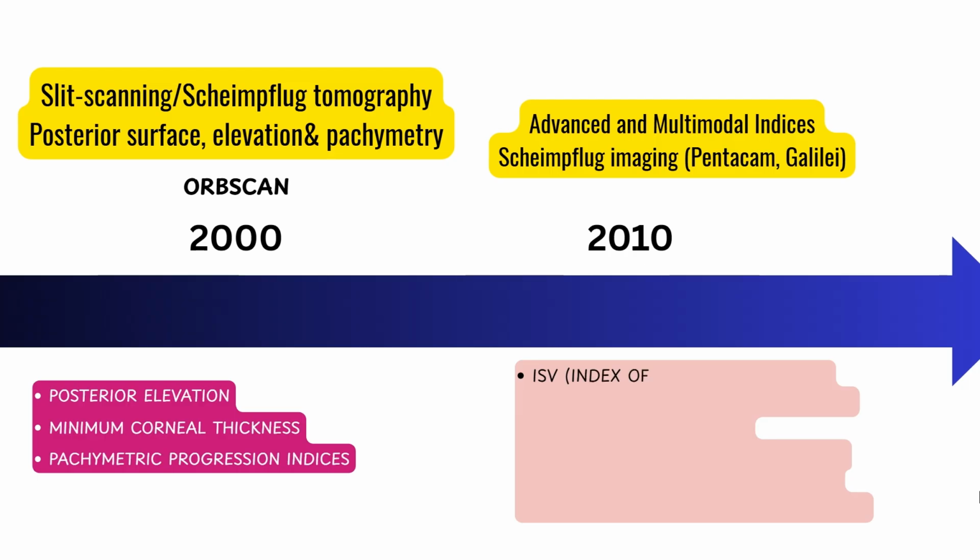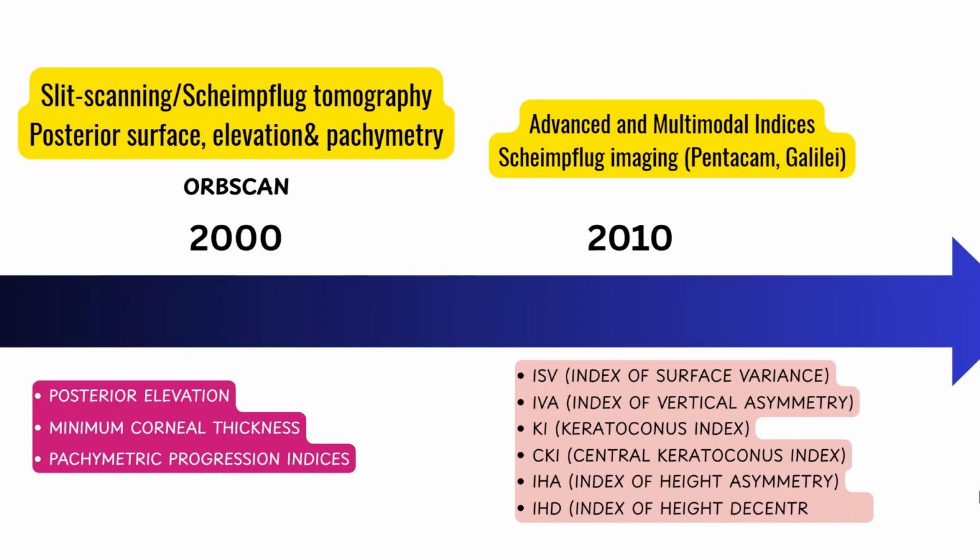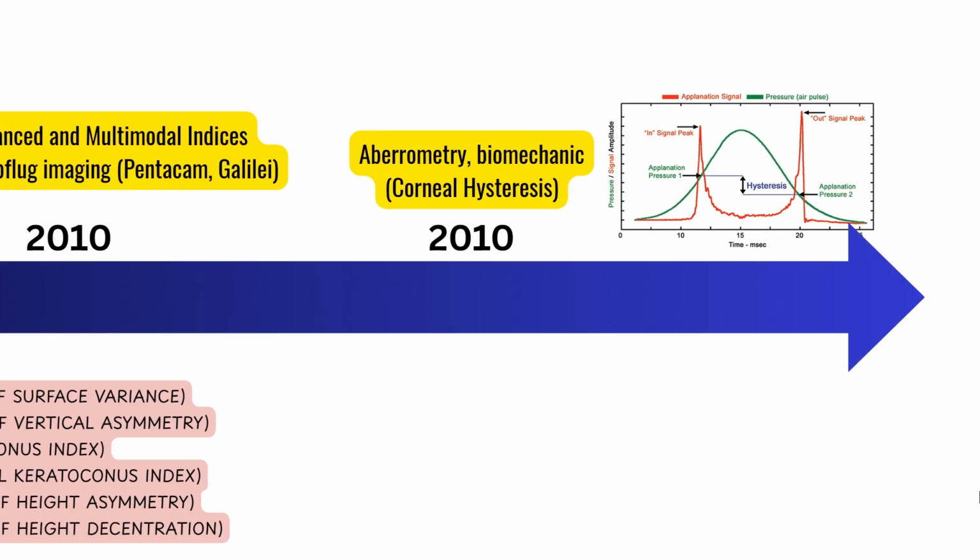Then, around 2010, more advanced Scheimpflug devices entered the scene, like the Pentacam and the Galilei, bringing with them multimodal indices which now combine not just anterior surface information but anterior and posterior elevation information, pachymetry, and also biomechanical data. These indices are considered much more accurate, particularly in early and subclinical keratoconus. So over time, we have moved from focusing on just the anterior surface to posterior elevation data, pachymetric analysis, and now even biomechanics. And even a new emerging technique has developed, and that is epithelial mapping using anterior segment OCT.